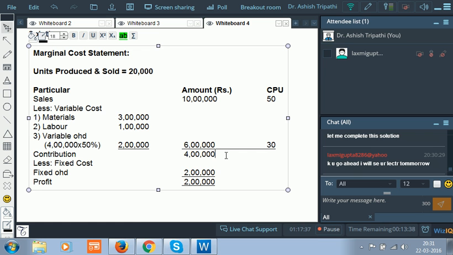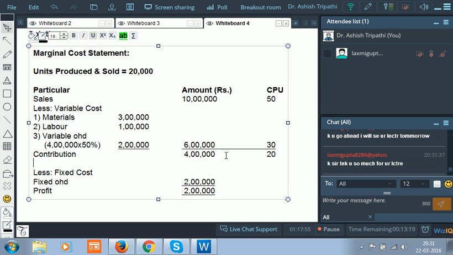Now we will have to calculate the CPU of 4 lakh. Again same way, what we'll have to do, 4 lakhs divide by 20,000 will give you 20. So the CPU is 20.